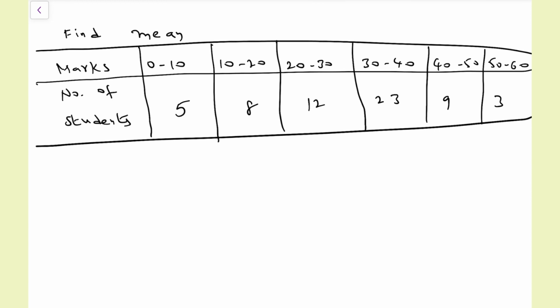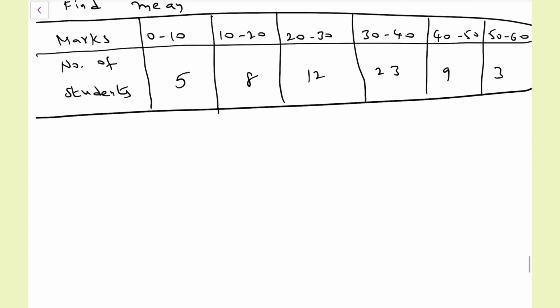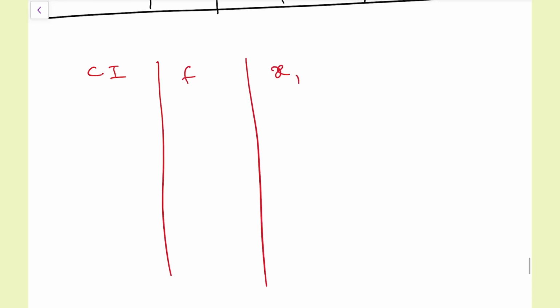So in this particular question, he didn't mention anything, like direct method or step deviation method or assumed mean method. So that's why I'm going with the direct method only, because the direct method is always very easy for every one of us, with less calculation, less time, everything. So that is the reason. Now writing the first column, class interval, then the second column will be frequency, third column will be xi, nothing but class marks, fourth column will be fi xi.